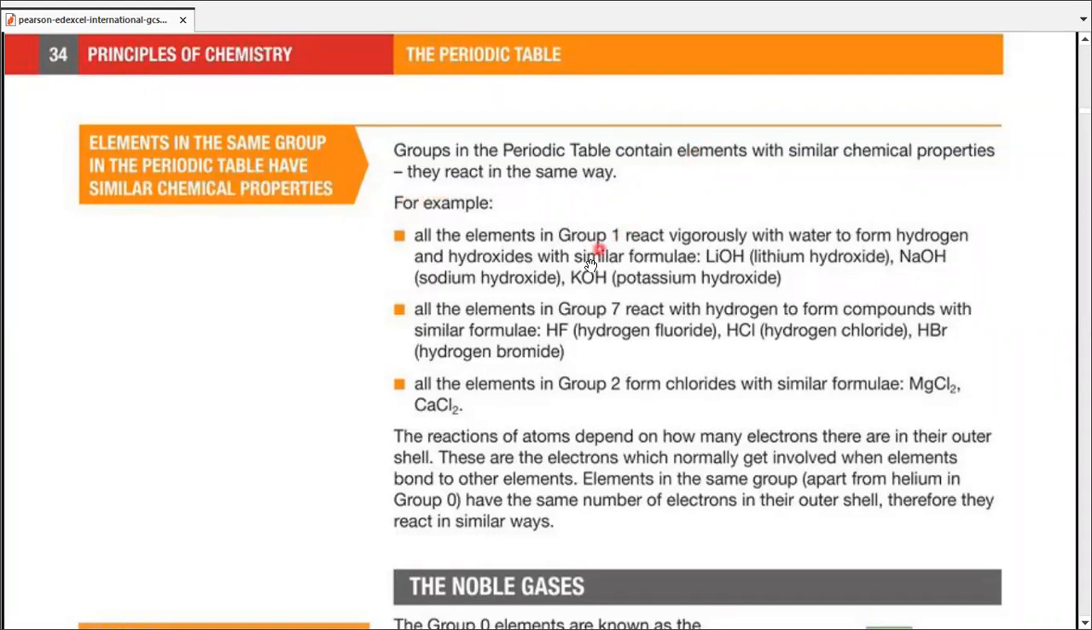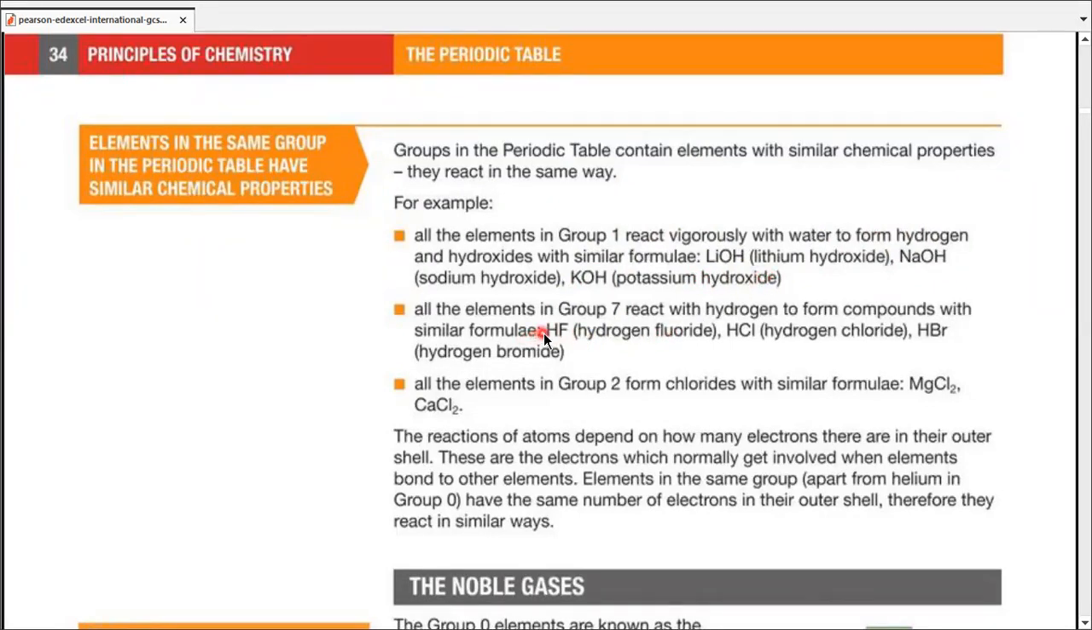Let's take an example. For group 1, they all react vigorously with water. They all form compounds with the same formula. Take a look: LiOH, NaOH, KOH, which means everyone has a similar number of oxygen and hydrogen atoms. I'm literally replacing the symbols from the first group, lithium with sodium, sodium with potassium, and there we go. We have the formula for the next element on the list.